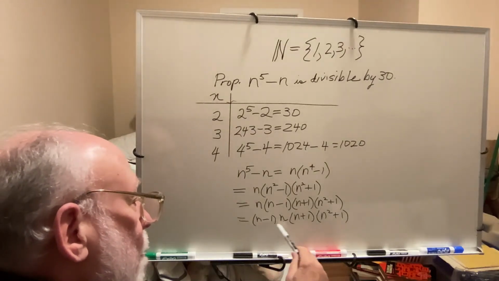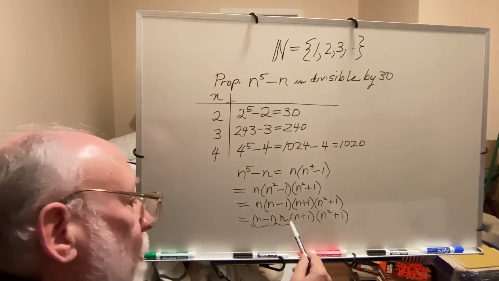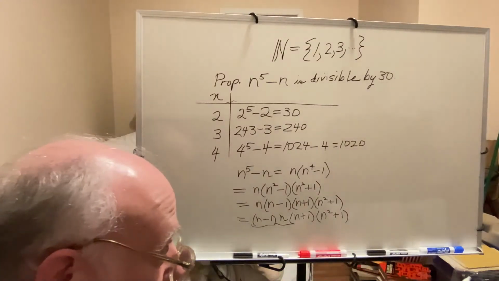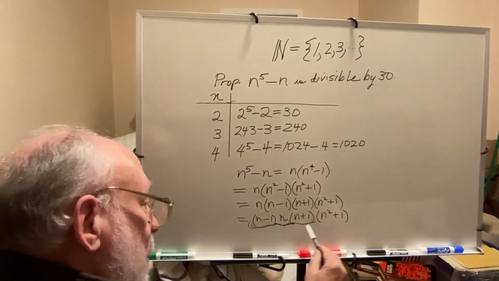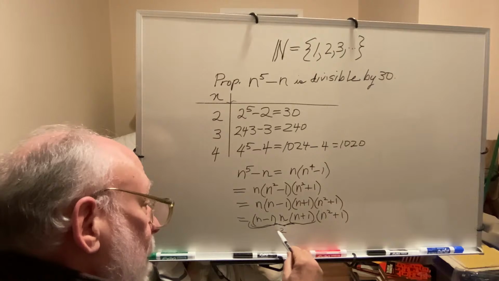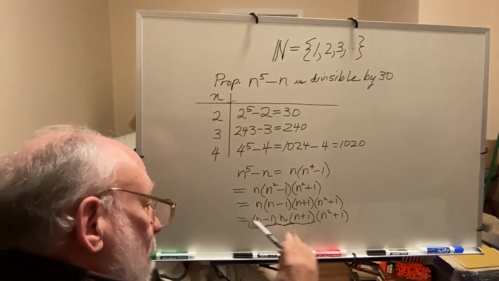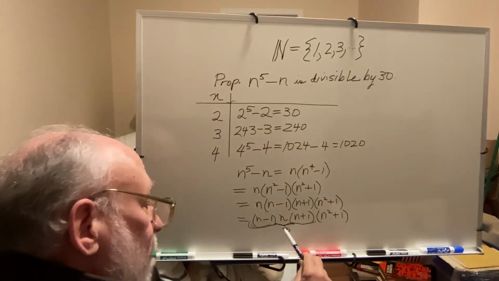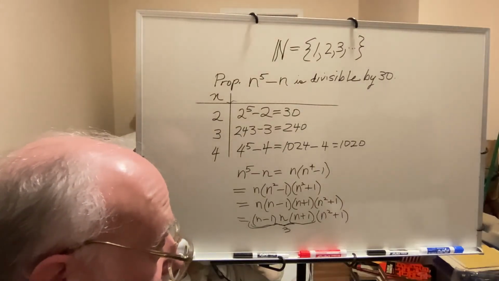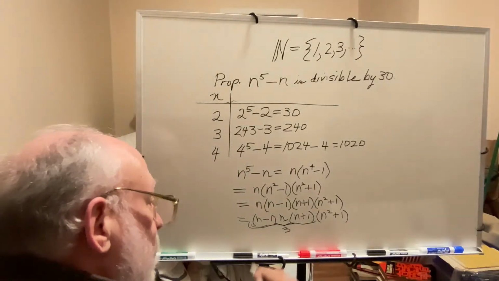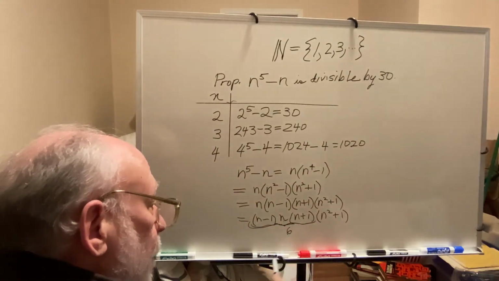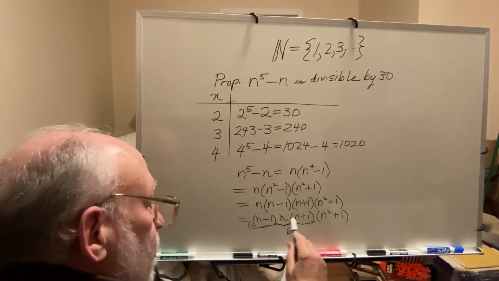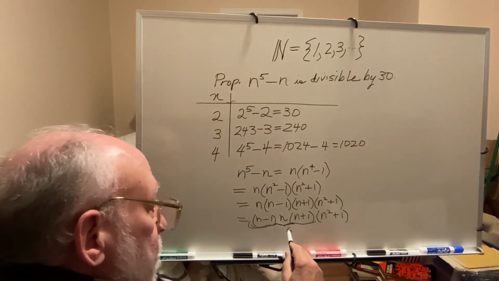So every 2 consecutive numbers, one of them is divisible by 2. If every other number is divisible by 2, and if you have 3 consecutive numbers, every 3 consecutive numbers contains a number that's divisible by 3. So if it's divisible by 2 and divisible by 3, it's got to be divisible by 6. So these 3 factors are divisible by 6.